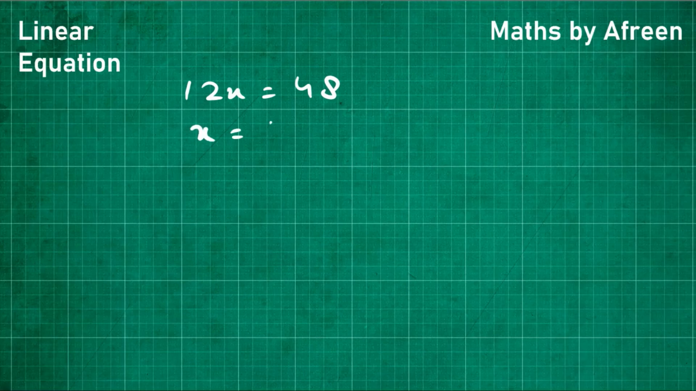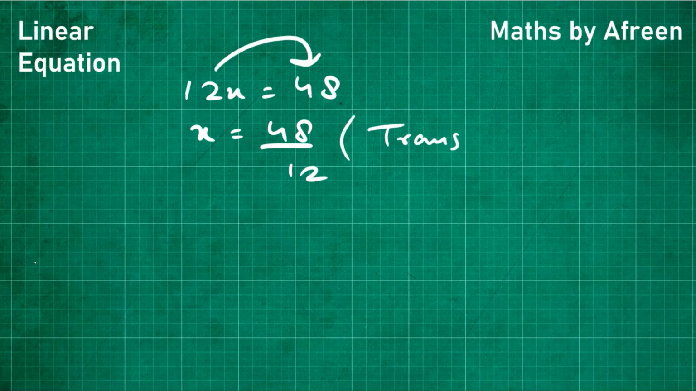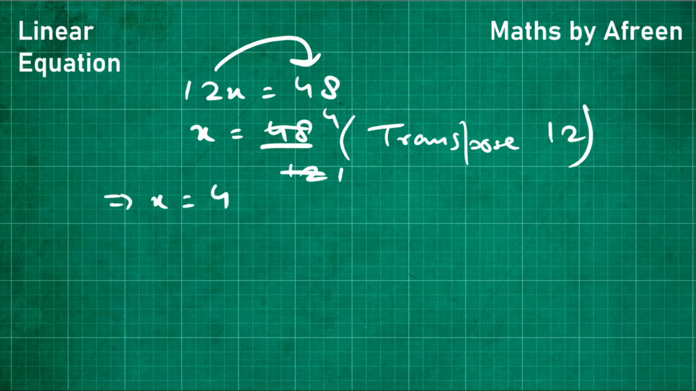Now x will be equal to 48 divided by 12. Transpose this 12 from the left hand side to the right hand side. Cancel 48 by 12. 12 ones are 12, 12 fours are 48. That means x will be equal to 4.